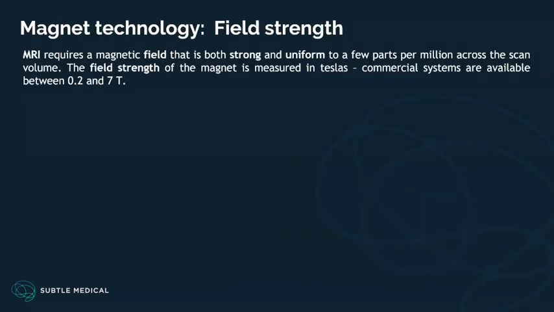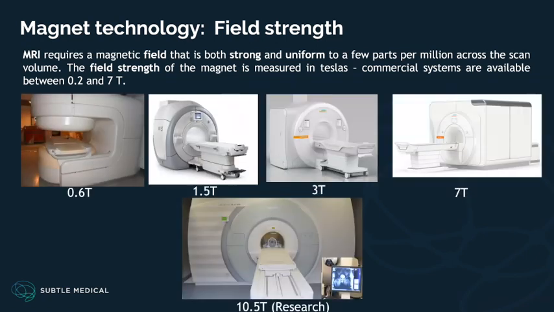So the magnet technology in terms of the field strength: MRI requires a magnetic field to get images, and it has to be strong and uniform. The strength of a magnetic field is determined by its field strength. In commercial systems, there are magnetic systems available between 0.2 and 7 Tesla. It has advanced from really low field strength with permanent magnets to the advent of superconducting magnets, which has helped in increasing the field strength from 1.5T to 3T to 7T to 10.5T also, albeit in a research mode.